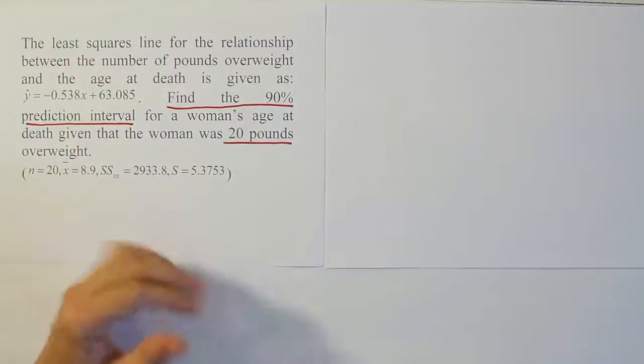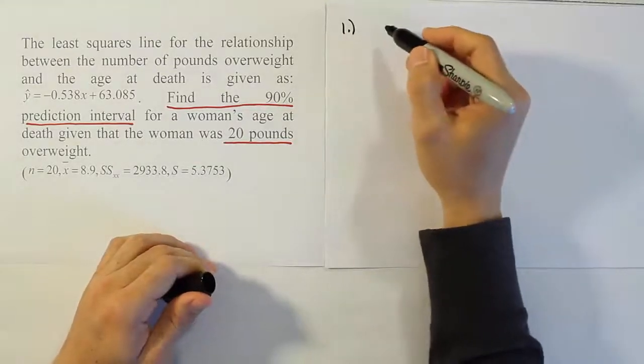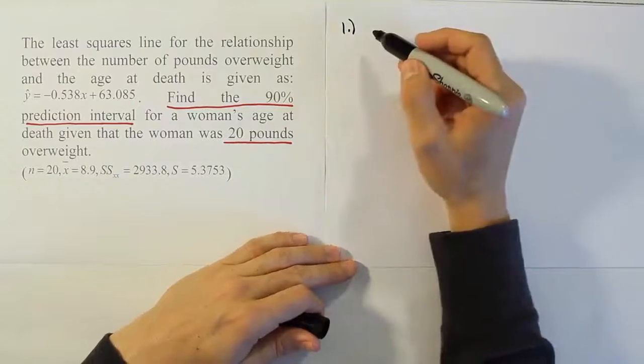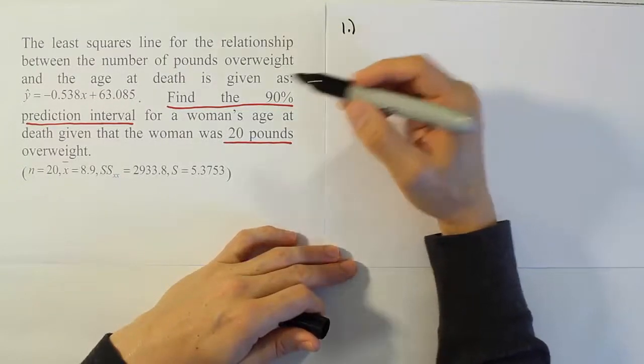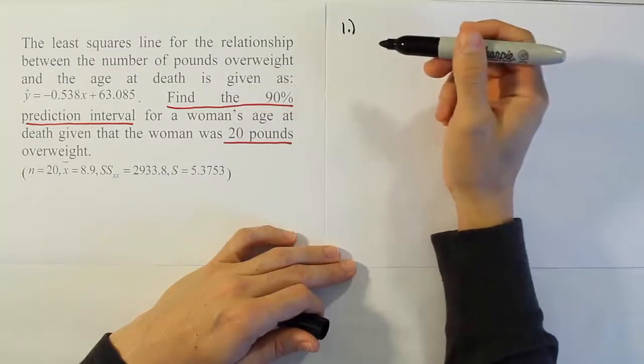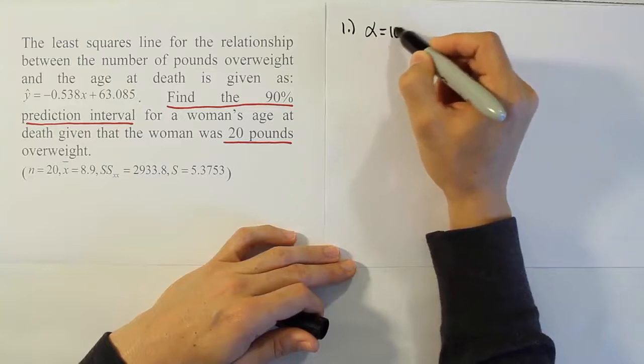So the first step, since it's a prediction interval, is we want to get a point estimator for the average age for somebody who would be 20 pounds overweight. And the way we're going to do that is we're going to plug this 20 pounds into our regression equation and come up with the y hat value. Before we do that, let's go ahead and identify alpha. Alpha is 10% here, right?